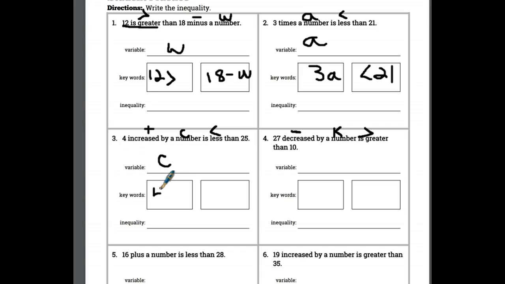4 increased by a number is less than 25. And 27 decreased. We said decreased was subtraction, and we let K, we'll put the K here, is greater than 10. And then you would have written your inequality again, here, here, here, and here.